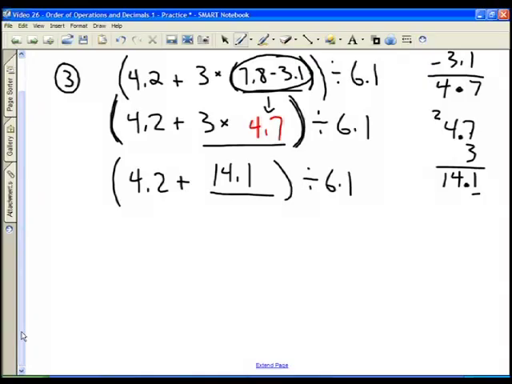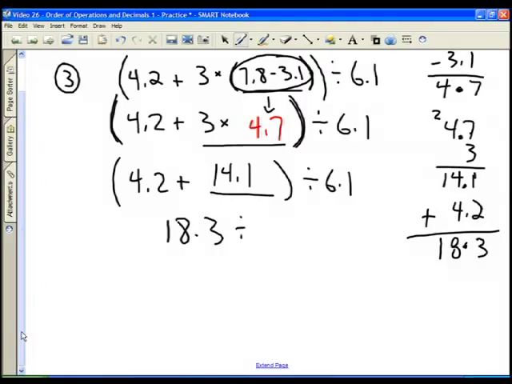And now I have to finish off my brackets, so I have 14.1, and I have to add 4.2 to that. So now let me get rid of this extra little line there. 14.1 plus 4.2, I make sure my decimals are all in a line. 2 plus 1 is 3, 4 plus 4 is 8, and 1 plus 0 is 1. So I get that this bracket is now 18.3, and I have divided now by 6.1.